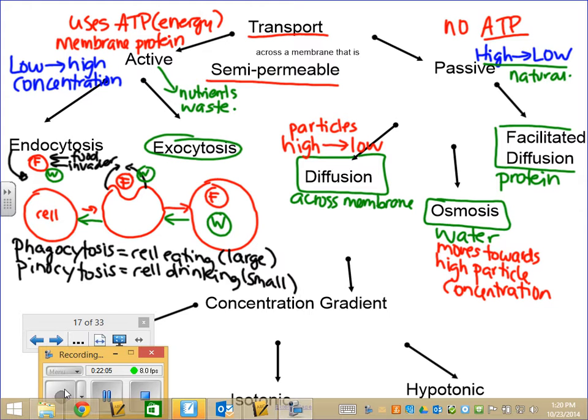Would anybody like to ask any questions about the descriptions of diffusion or osmosis or facilitated diffusion?